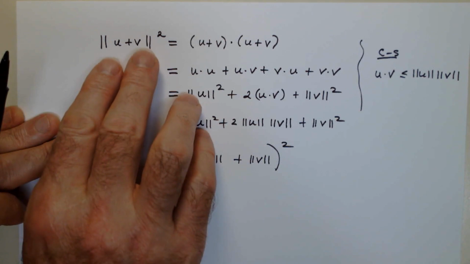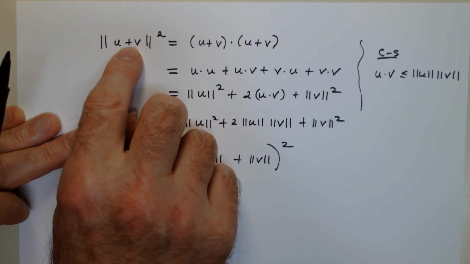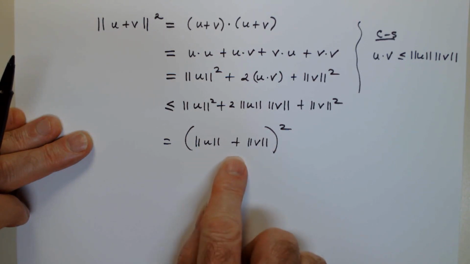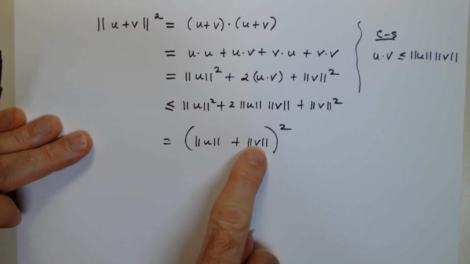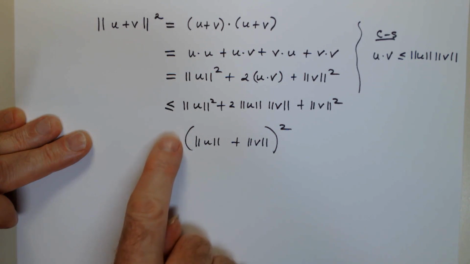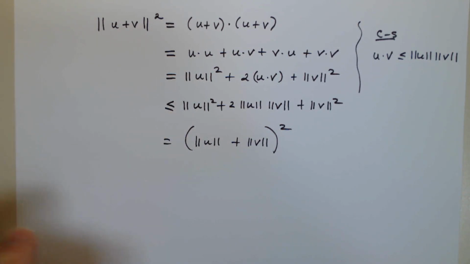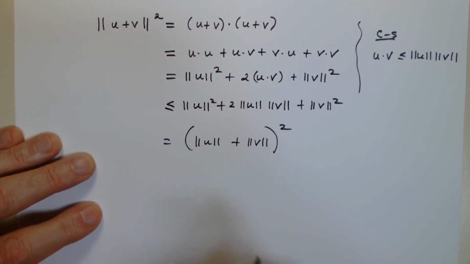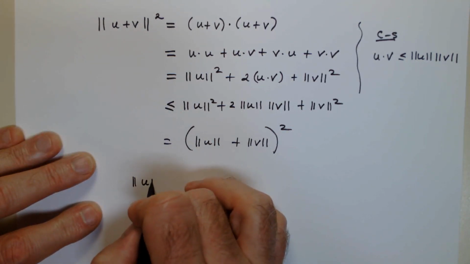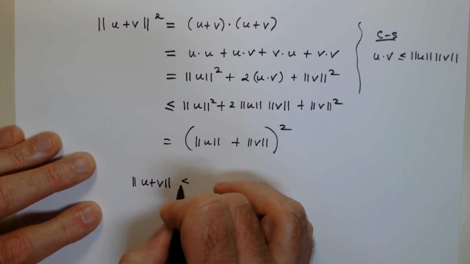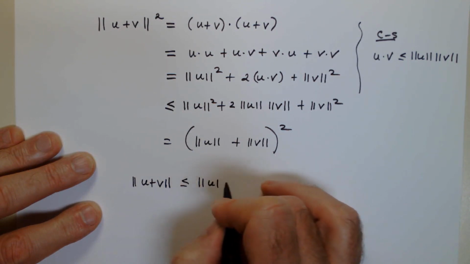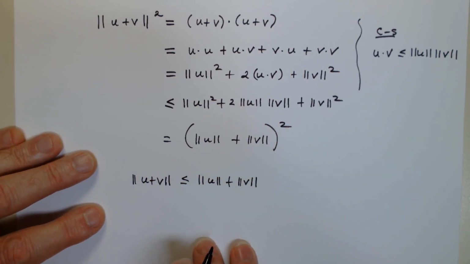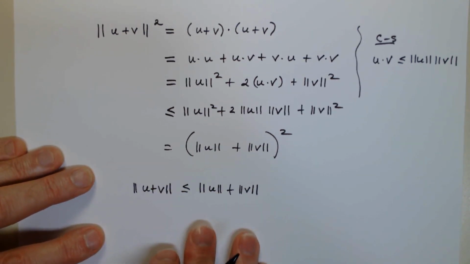Now, the length of u plus v is a positive number, or at least a non-negative number, and the length of u plus the length of v is also a non-negative number. So I can take the square roots here, and I have to understand that there's an inequality here, but when I take the square roots, I can compare them as the length of u plus v is less than or equal to the length of u plus the length of v. And that's our triangle inequality. This is the result we were headed for.